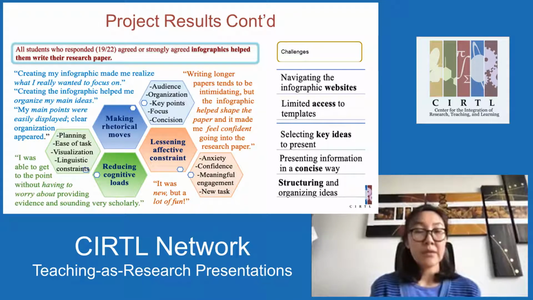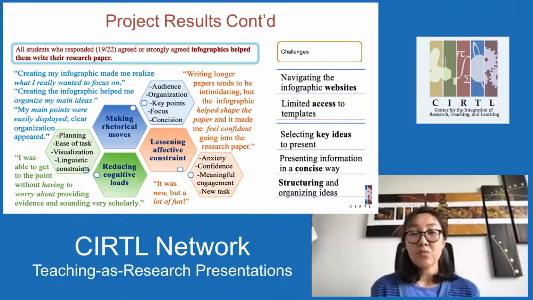For example, in the blue here, representing making rhetorical moves, students said, "Creating my infographic made me realize what I really wanted to focus on." "Creating the infographic helped me organize my main ideas." "My main points were easily displayed, clear organization appeared."